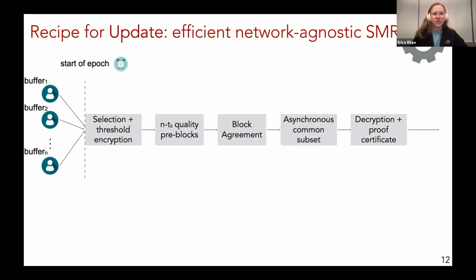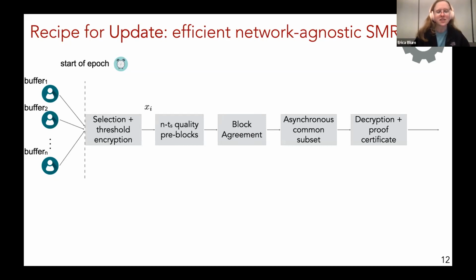Okay, so our basic recipe for update will look a bit familiar to those of you who are familiar with Honey Badger BFT and related protocols, and might look very familiar to any of you who may have somehow or another seen Tardigrade, our protocol from prior work. So each party starts an epoch at a fixed local time. And the first thing that they do is they take their buffer and choose a random assortment of things in their buffer and threshold encrypt them.